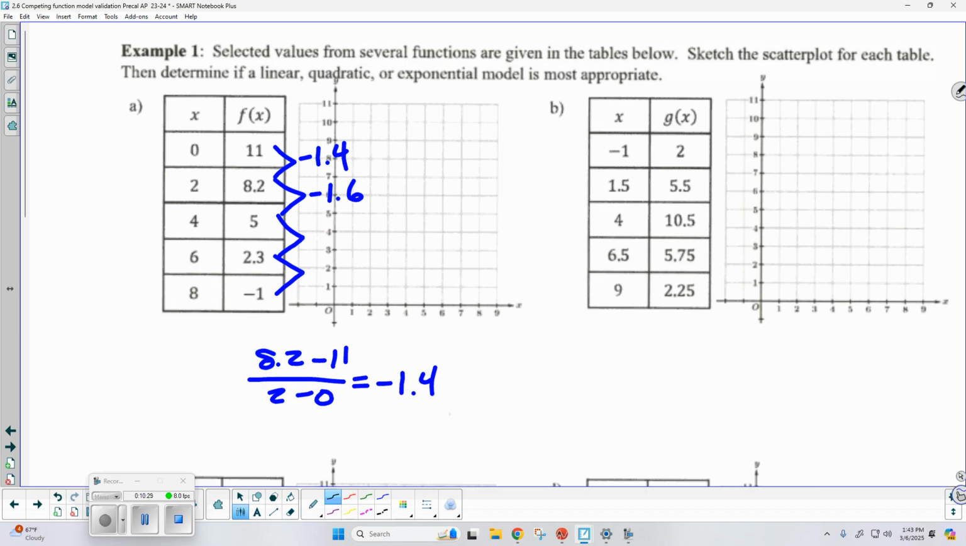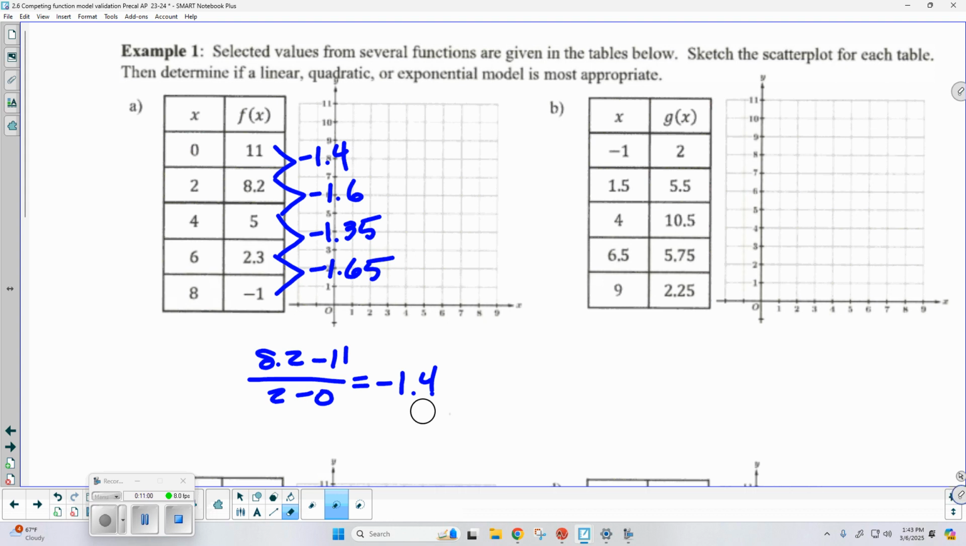Now I need 4, 5 and 6, 2.3. Once again, it's a negative 1 point. Now it's 7. I'm getting something different. I got a 3, 5. Negative 1.35. Does anybody want me to actually work that out? And then what about the last one? Between 6, 2.3 and 8, negative 1. Negative 1.65. There we go.